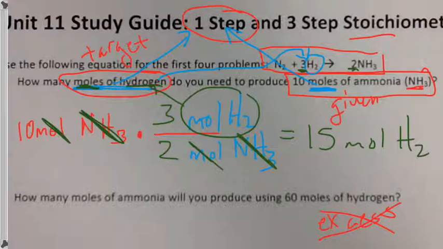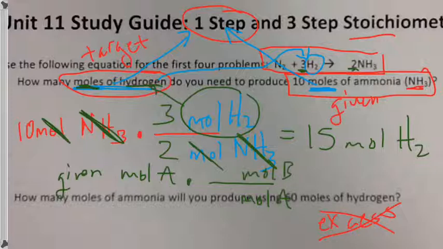Okay? So for any one-step problem, the generic setup is always going to be the given in moles, and whatever substance you have, we'll say it's substance A, dot line, and then you'll have moles of A on the bottom so that they cancel out, and moles of B, the other substance, on top, and then you get your coefficient numbers from the balanced equation.